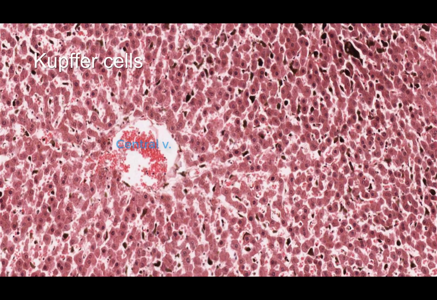One other cell that should be mentioned here is the Kupffer cell, and you can see it here in dark color. Multiple of them are located at the border of the sinusoids of the liver. They are in fact tissue macrophages, and they are responsible for removing debris, bacteria, as well as the senile RBCs.